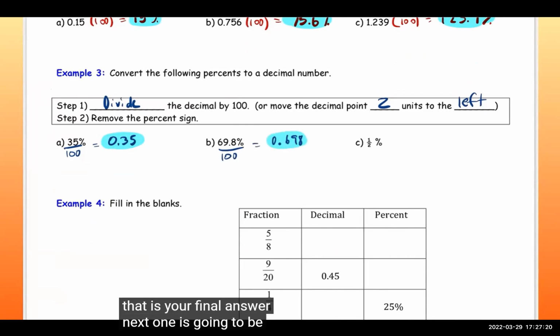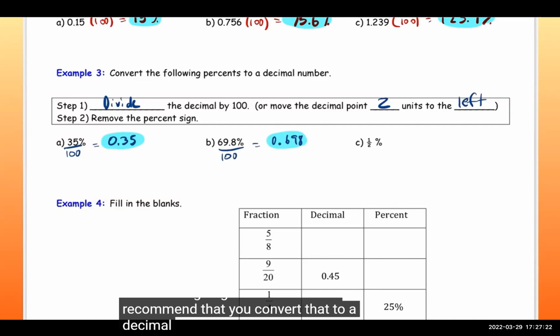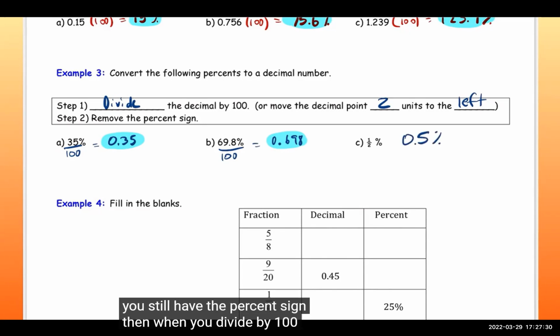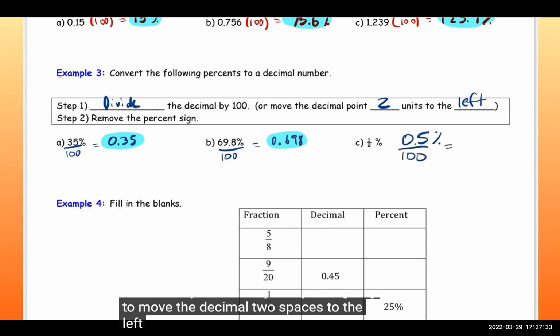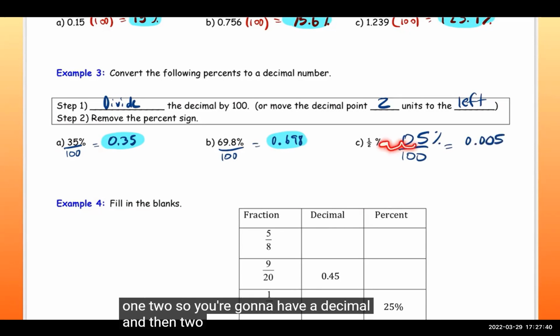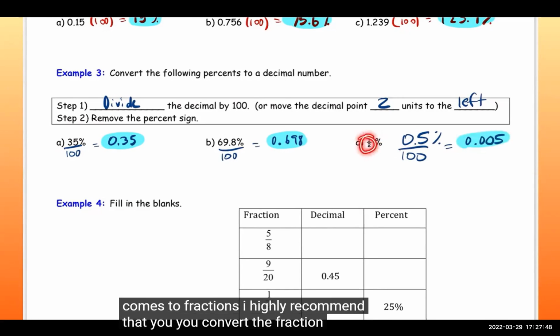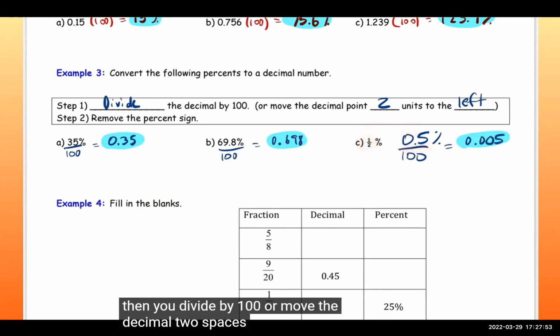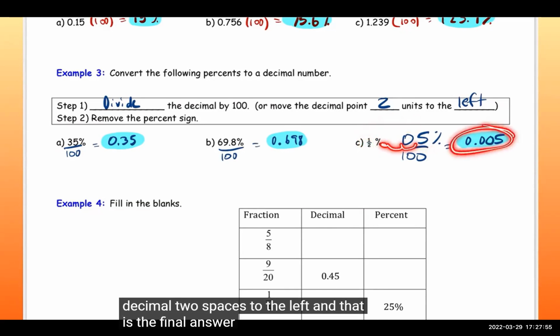Next one is going to be, well, I would recommend that you convert that to a decimal. It'll make it easier. So 1/2 is 0.5. You still have the percent sign. But then when you divide by 100, you're going to move the decimal 2 spaces to the left. And that's going to be 1, 2. So you're going to have a decimal and then 2 zeros after. That is the final answer. So when it comes to fractions, I highly recommend that you convert the fraction into a decimal first, then you divide by 100, or move the decimal 2 spaces to the left, and that is the final answer.